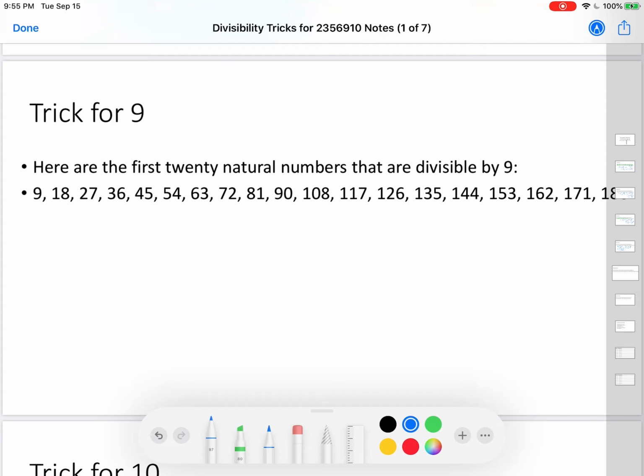So, let's try adding the digits together. 9 is 9. 1 plus 8 is 9. 2 plus 7 is 9. 3 plus 6 is 9. 4 plus 5 is 9. 5 plus 4 is 9. Hey, these all add up to 9.